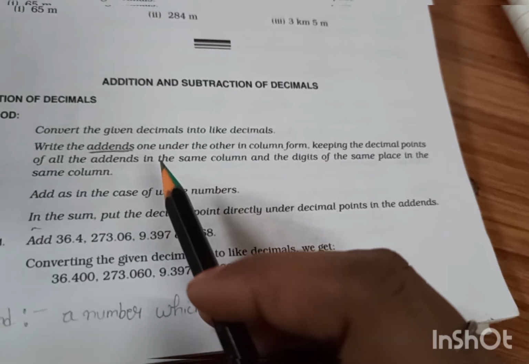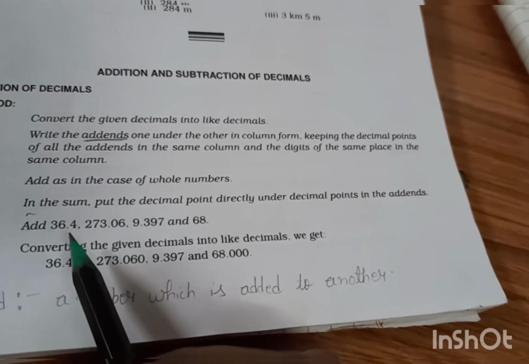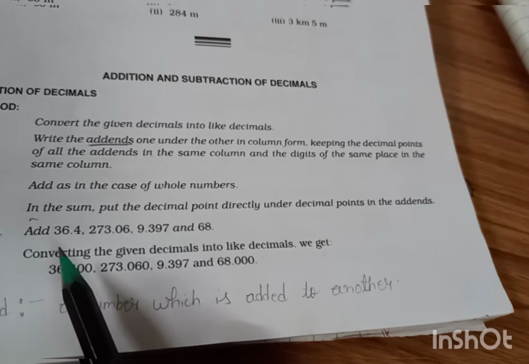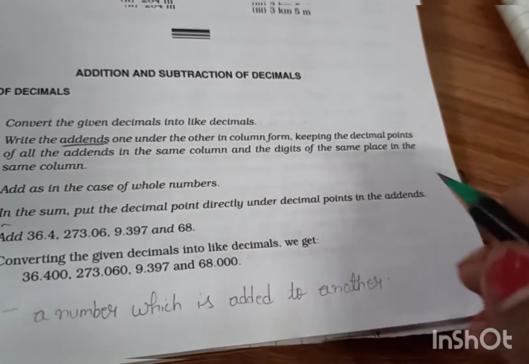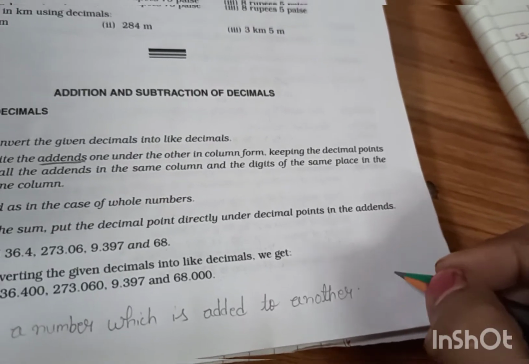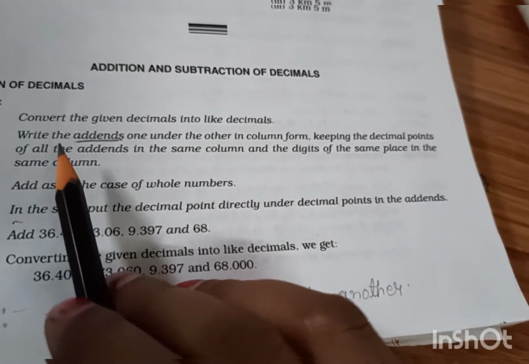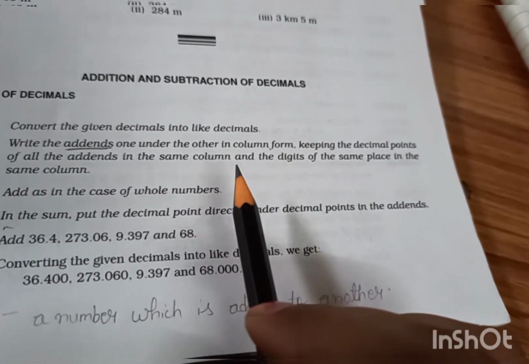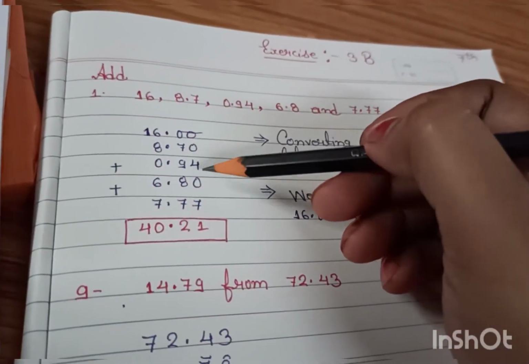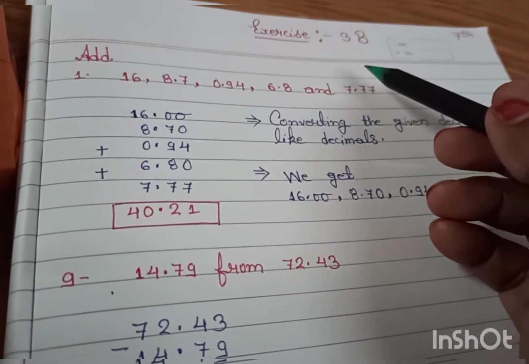So in a decimal there are two parts, before the decimal and after the decimal. The right side of the decimal is the fractional part and the left side is the whole number part. And column and row, you know, when we write numbers up to down, it is called a column. So first of all, write the addends one under the other in column form like this. You can see there, this is our exercise question.